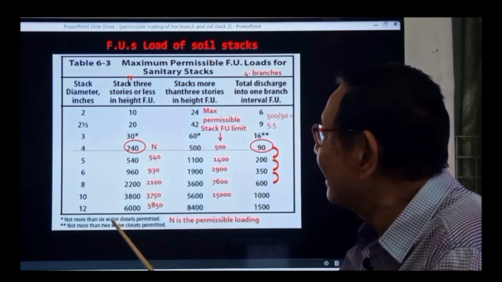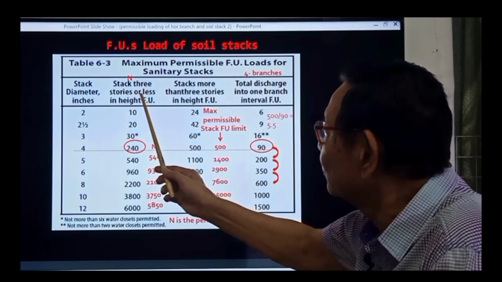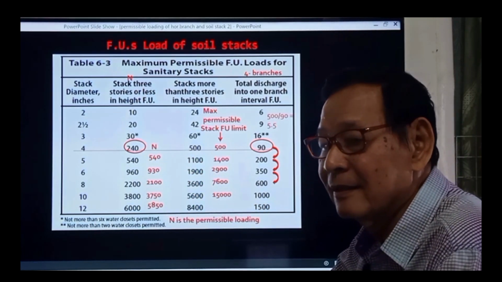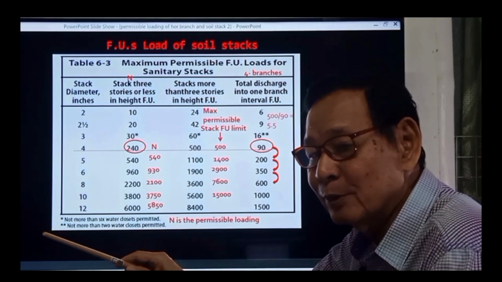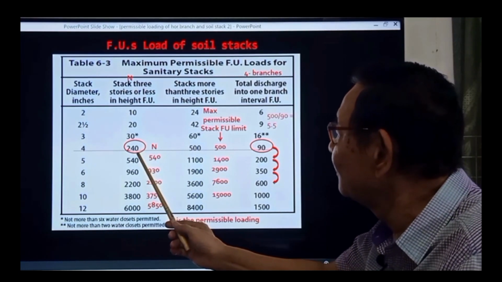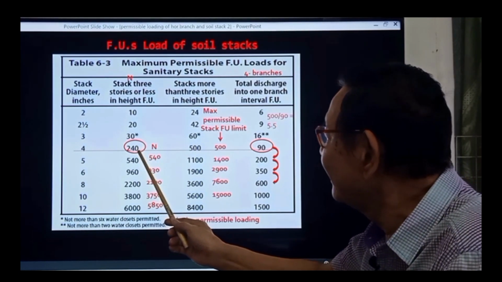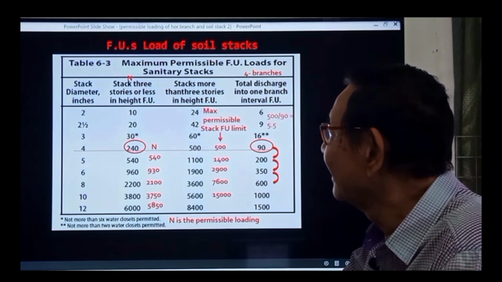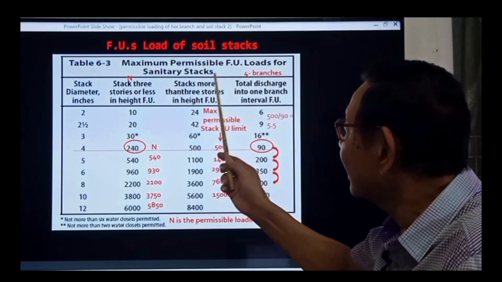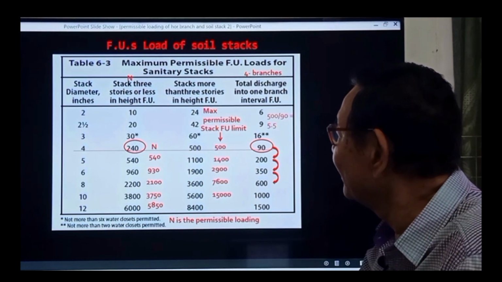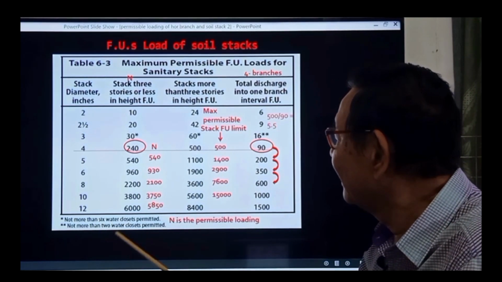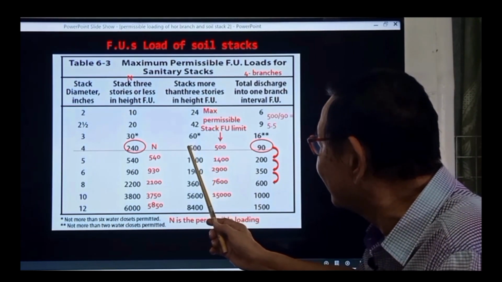Yung D4 kanina, sabi na, stack 3 stories or less. Ibig sabihin hanggang 3 stories, hanggang 3 stories lang o 2 story o 1 story lang, 1 floor. The maximum loading is 240 fixture units. Stack more than 3 stories. Ibig sabihin, mga 4 story na yan. The limit of the maximum loading here is 500 only.